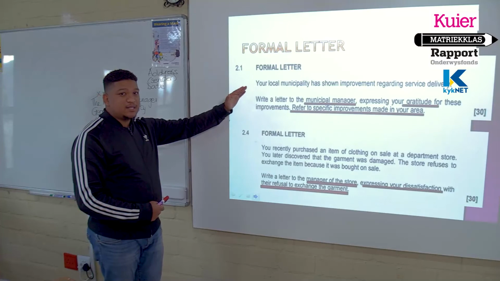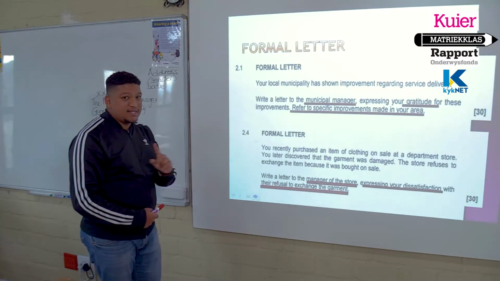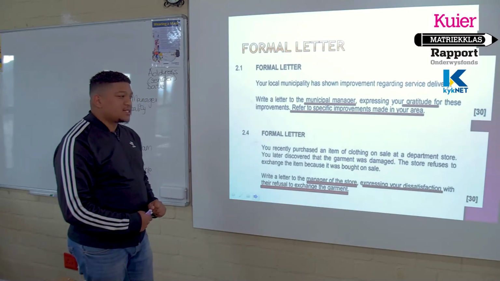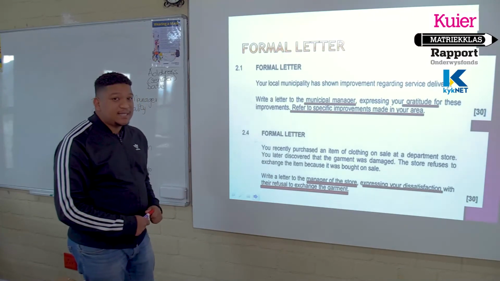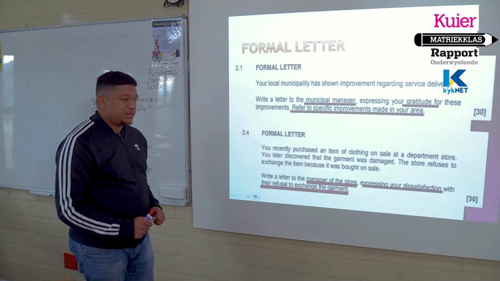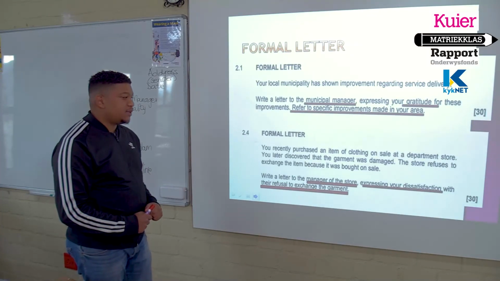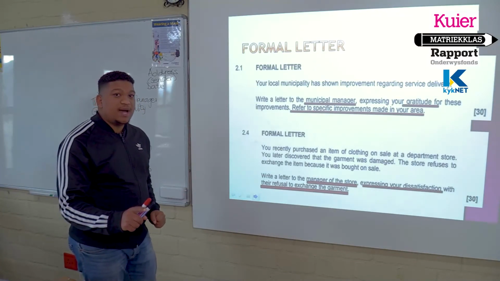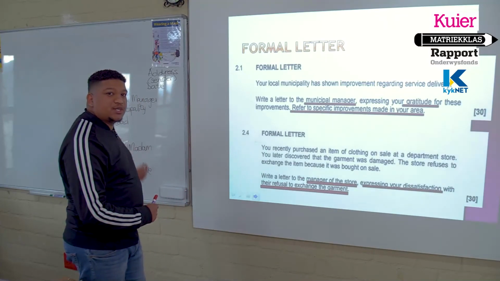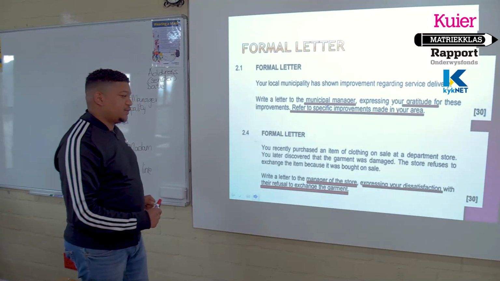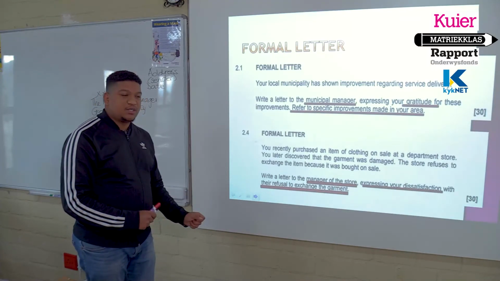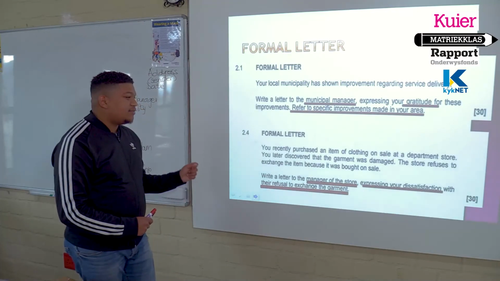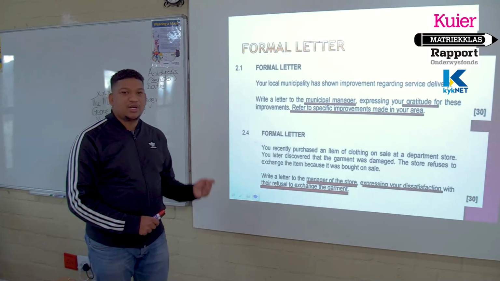There's another topic on a formal letter. So this one is a letter of appreciation and this one is different. Let's look quickly. You recently purchased an item of clothing on sale at a department store. You later discovered that the garment was damaged. The store refuses to exchange the item because it was bought on sale. Write a letter to the manager of the store. Coming back to the manager, I would now say the store manager. Expressing your dissatisfaction. So the expression of your dissatisfaction becomes my subject line. That's correct. And then obviously with the refusal to exchange the garment.